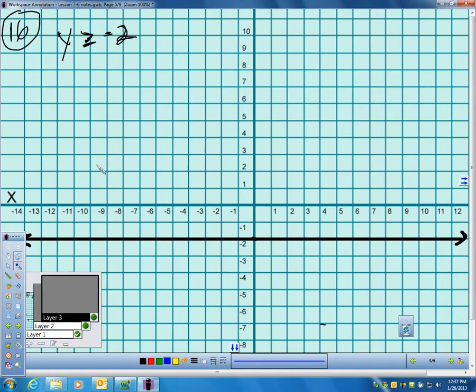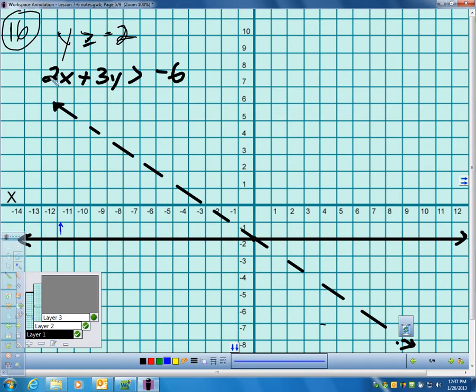Let's go to 16. We have y greater than or equal to negative 2 to start. And remember, that's a horizontal line at negative 2, and it's bold because I have an equal. Let's see if I try (0, 0). Is 0 greater than or equal to negative 2? Yes, it is. So when I shade, I want to be above this line, so I'll put a little note there, above there. My second inequality was 2x plus 3y is greater than negative 6.